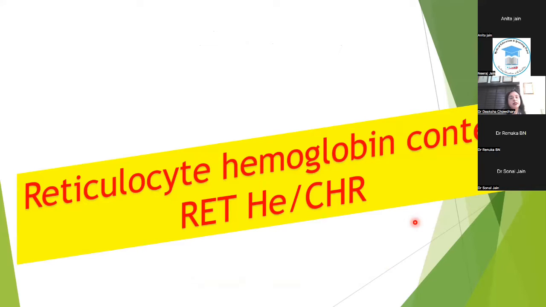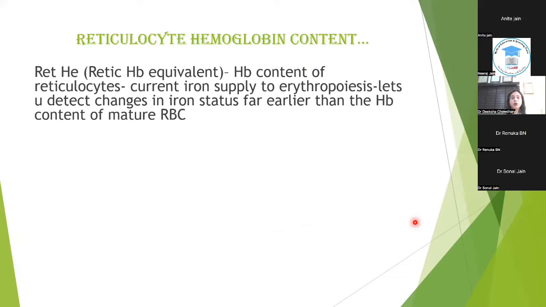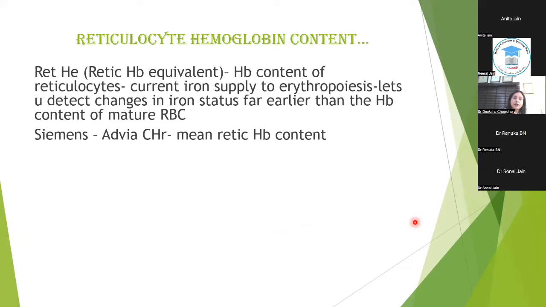Now, the next parameter is reticulocyte hemoglobin content. Reticulocyte hemoglobin equivalent or reticulocyte hemoglobin content gives you the current iron supply status of erythropoiesis. It lets you detect changes in the iron status far earlier than the HB content of mature RBCs. In Sysmex, it is termed reticulocyte hemoglobin equivalent, while in Siemens Advia, it is called reticulocyte hemoglobin content. Both of them are equivalent parameters, and the range of both is 32.1 to 38.8 picogram.